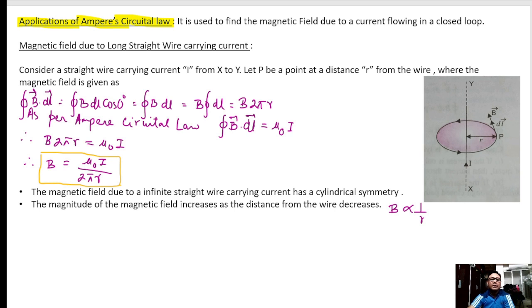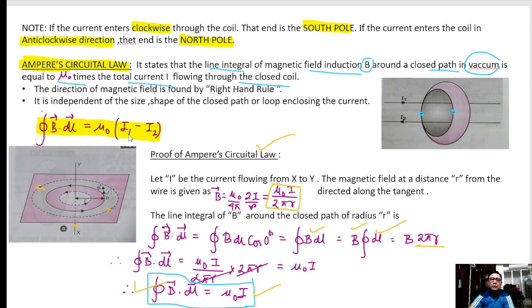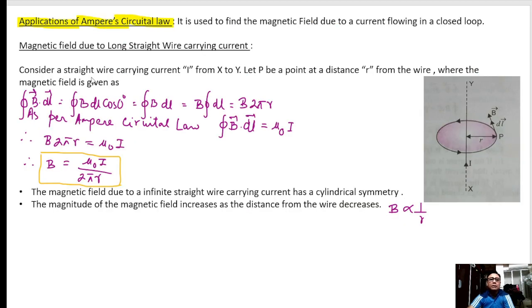So friends, here magnetic field due to a long straight wire carrying current. That was magnetic field due to a wire carrying current. But now we are doing what? Magnetic field due to a long straight wire carrying current.